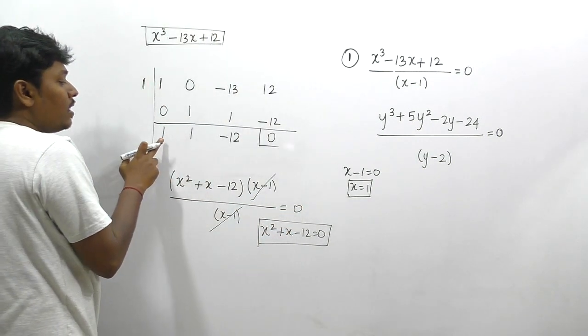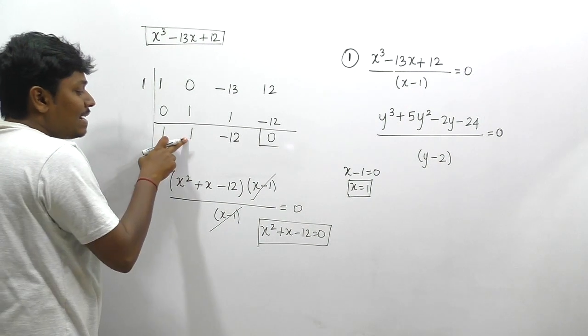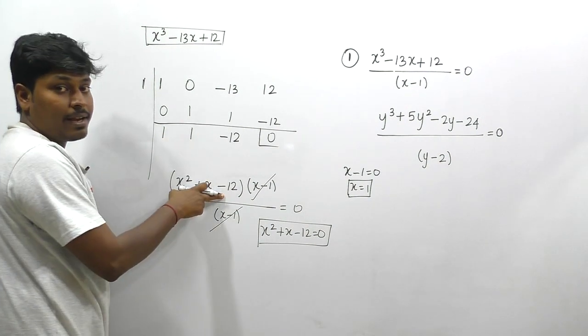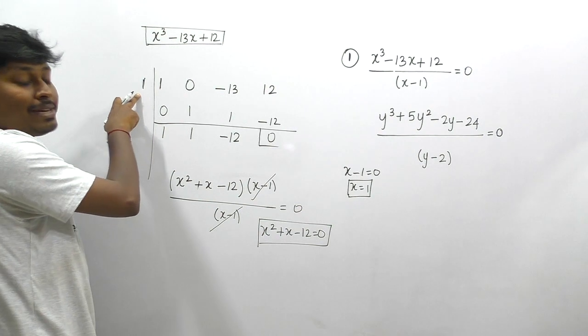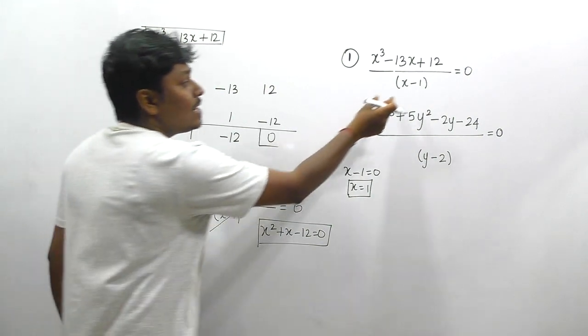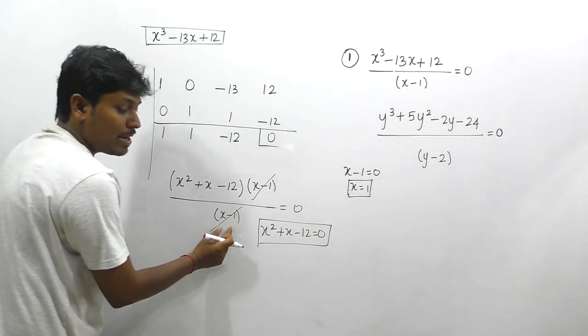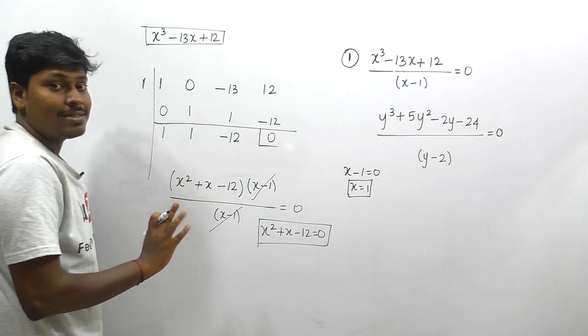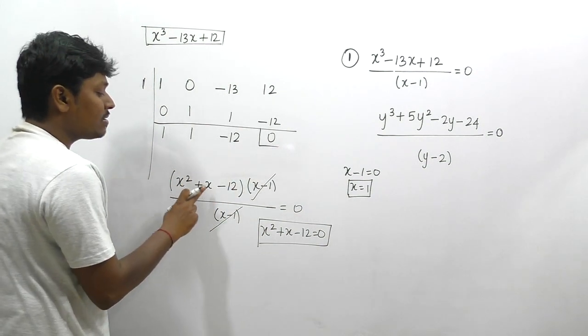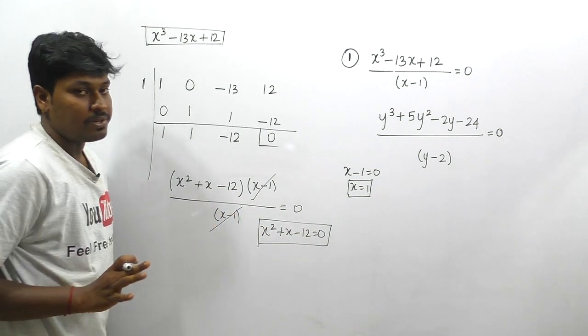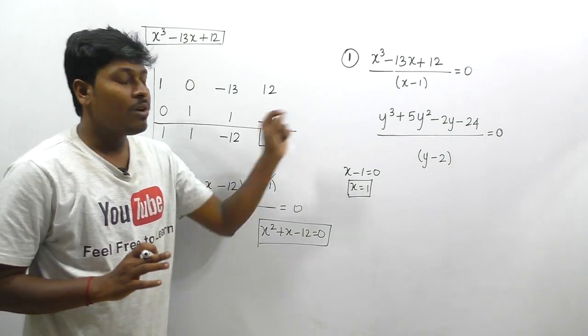Listen carefully. Here it is, this is x square and x, and here it is minus 12, right? And we have written here 1, so this should be taken as x minus 1, and already we are having a denominator x minus 1, so x minus 1 gets cancelled. So finally we have obtained x square plus x minus 12 is equal to 0. So friends, similarly let me move on to question number 2.